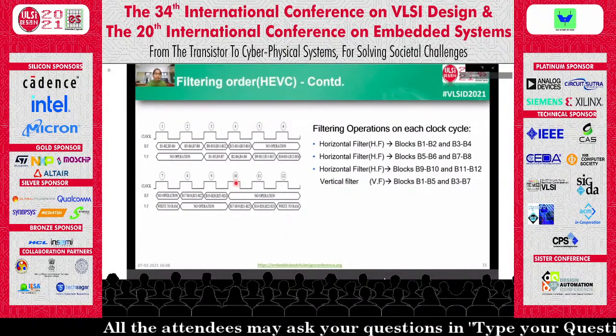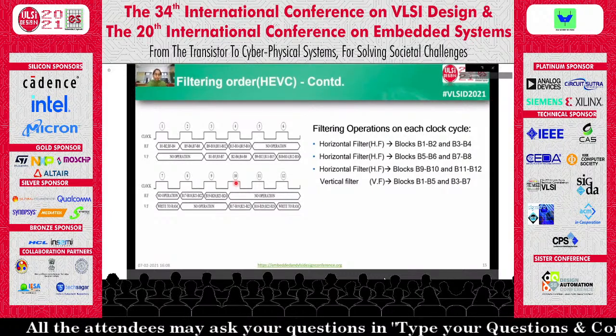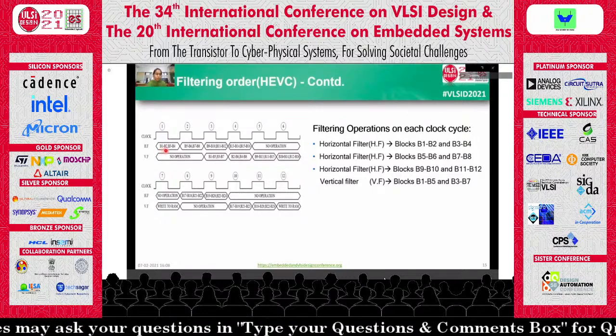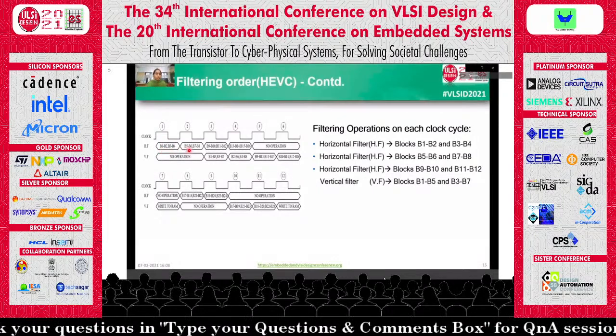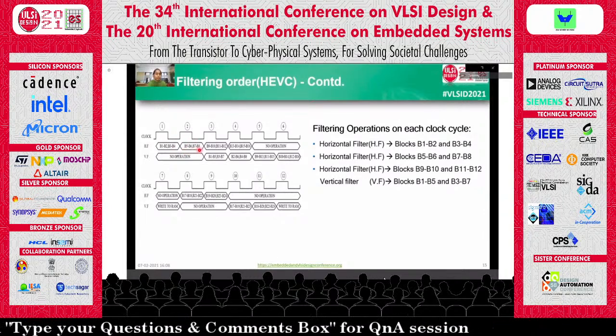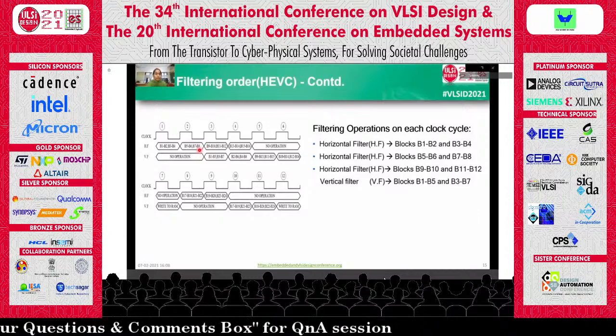This is the register flow diagram for HEVC filtered standard. During the first clock cycle, edge pairs B1, B2 and B3, B4 are filtered. During the second clock cycle, edge pairs B5, B6 and B7, B8 are filtered. This filtering is continued up to 12 clock cycles.